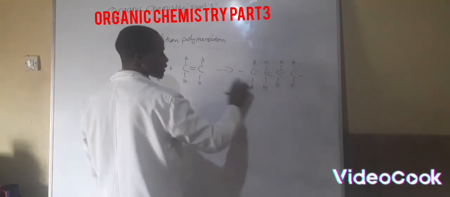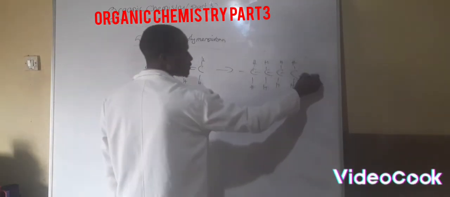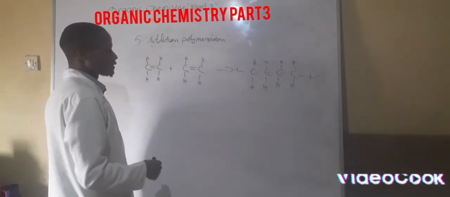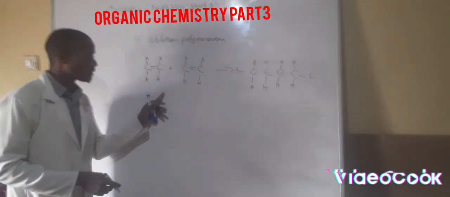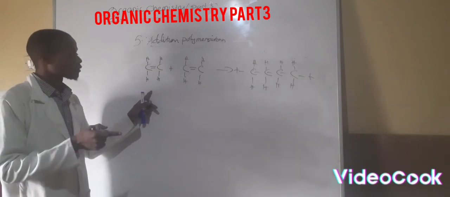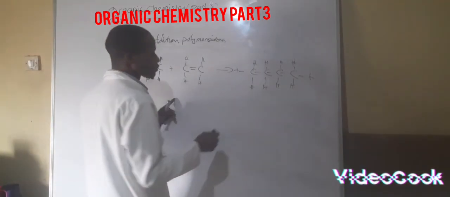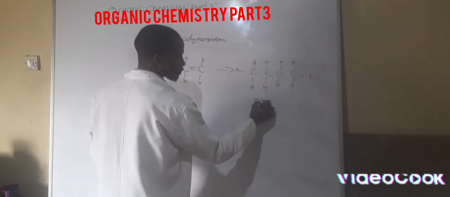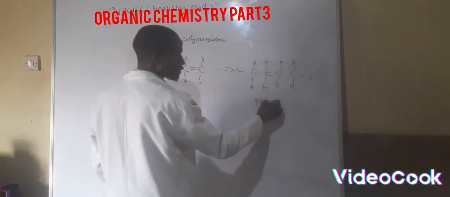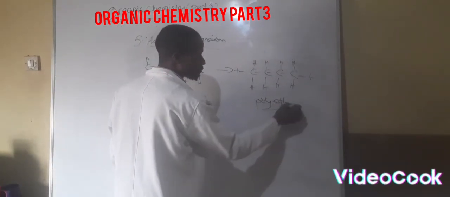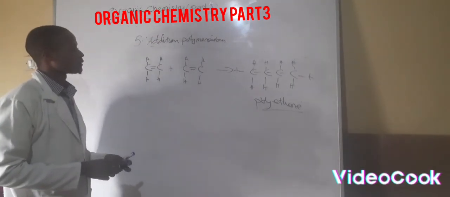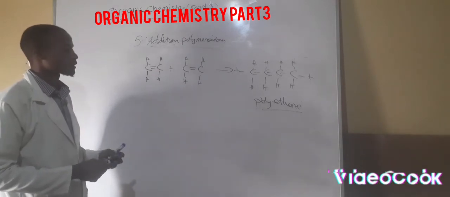We don't put the halogen here, which means that we can still add more. Even here, we can still add more. You see that, right? So it continues like that. So this is the polymer. The name of the polymer depends on the monomer which we have used. We have used more than one monomer, and poly means more than one. We have added ethene, so the polymer will be called polyethene. We'll look more at polymers when looking at macromolecules.